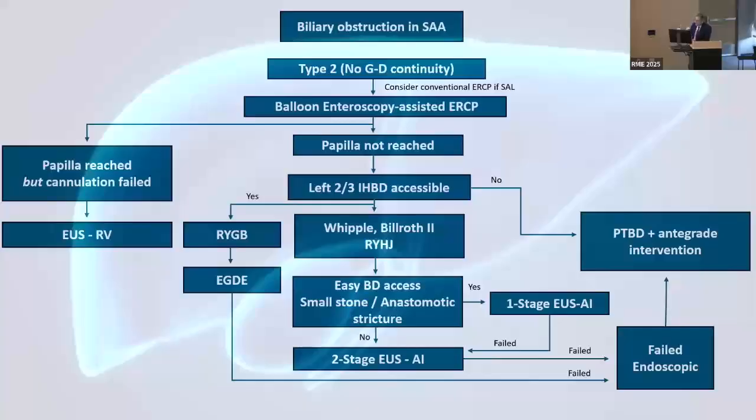And that similarly applies if you don't have access to your left-sided 2-3 ducts. We are now able to access the right side of the liver, but I think that is in specialized units that are comfortable doing that via EUS. So this would be the approach for the moment. And that's on the basis that your PTBD antegrade interventional approach, although it has a high technical success rate, is associated with a high adverse event rate compared to your EUS-guided approaches.